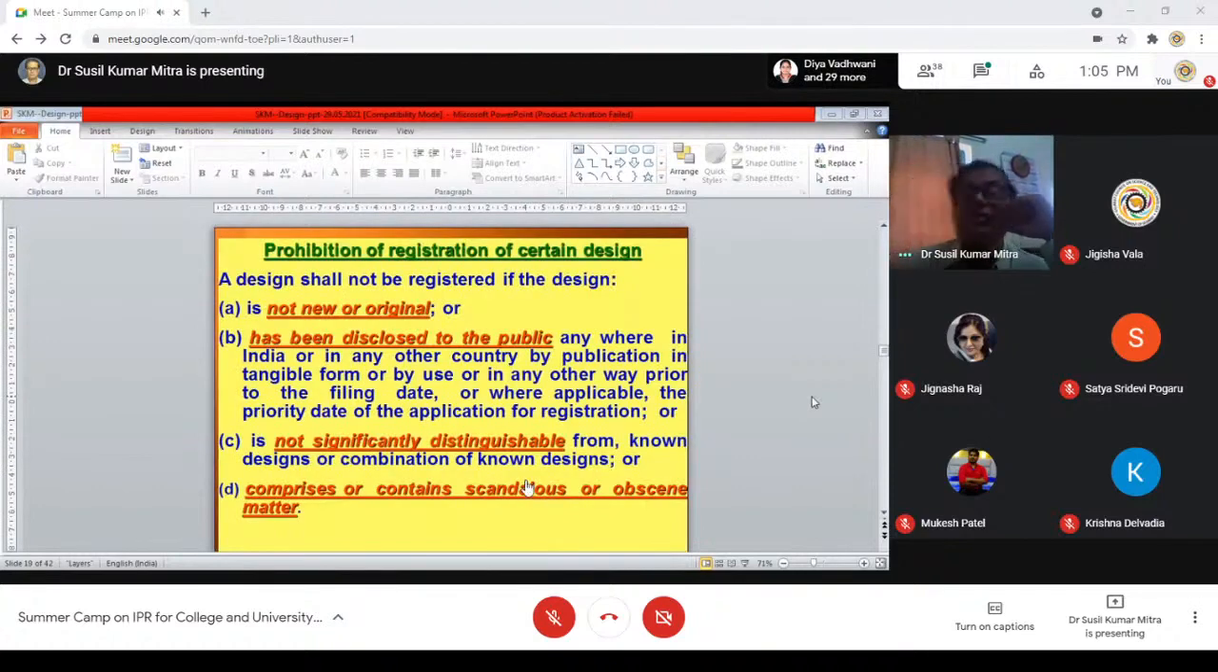There are certain prohibitions in registration of design. What are the articles that cannot be registered under design? If the design is not new or original, or it has been disclosed to the public before any kind of publication, anywhere in India or in another country, because we are considering the global novelty in case of design registrations also. So you have to first apply and then you can disclose. But if you disclose first to the public and thereafter come for registration, then your registration will not be done. And it should be significantly distinguishable from the known design.